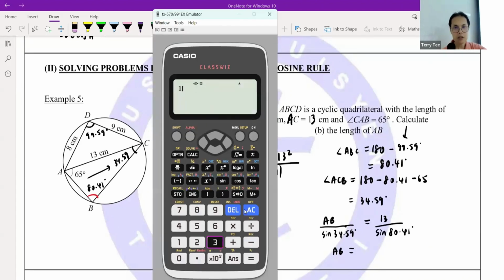Okay, let's find the length of AB. Calculator. 13 divide sine 80.41, then multiply with sine 34.59. Okay, my answer is 7.485.